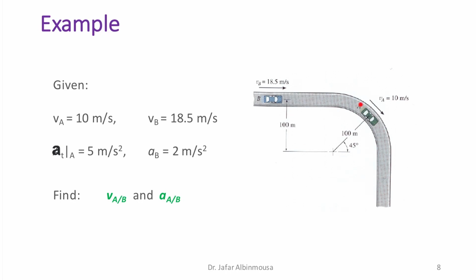So car A is moving along a curved path, which happens to be a quarter of a circle, which has a radius of 100 meters, and the position of point A is determined at an angle of 45 degrees. What we want is to find the relative velocity of A with respect to B, as well as the acceleration of A with respect to B.